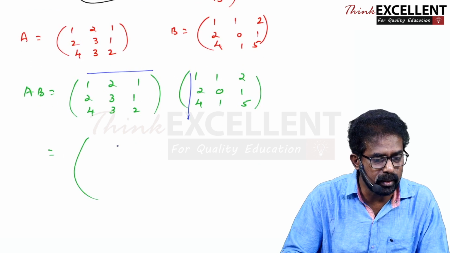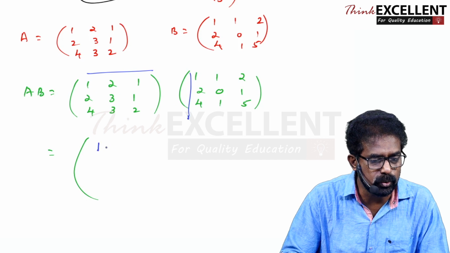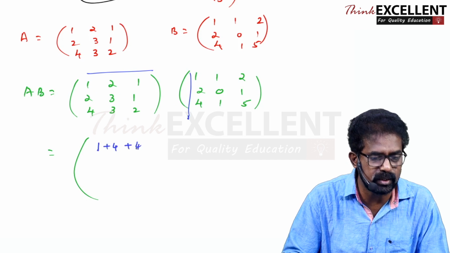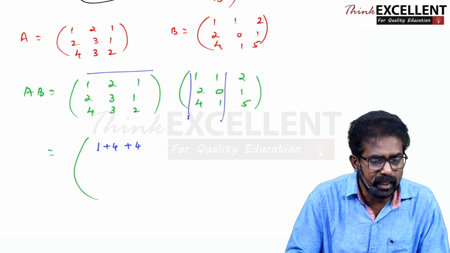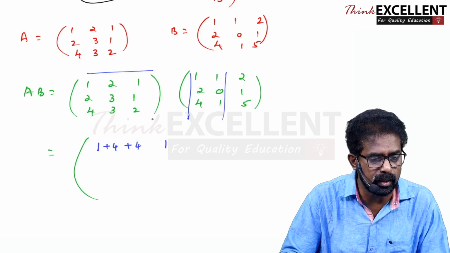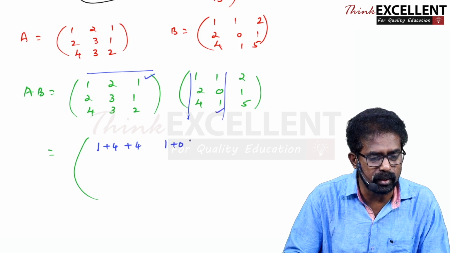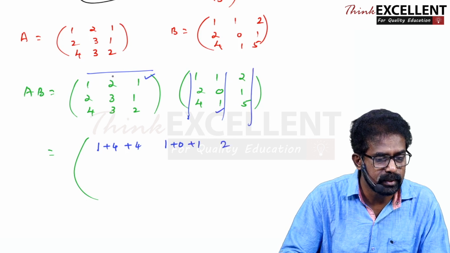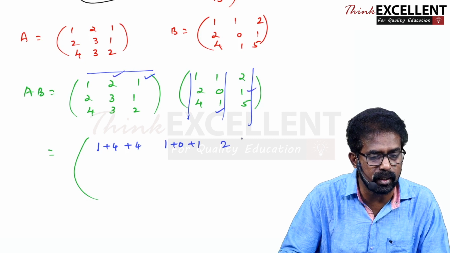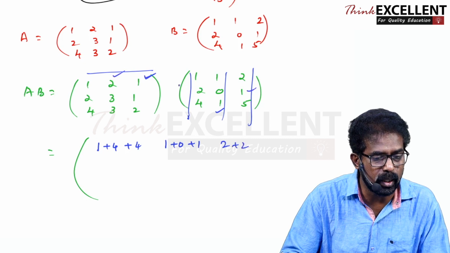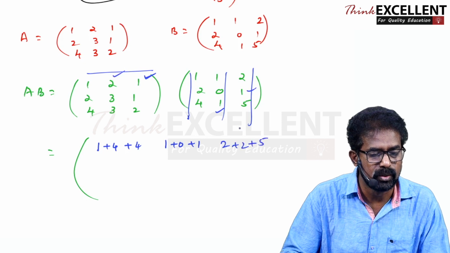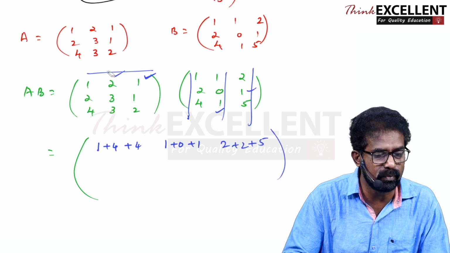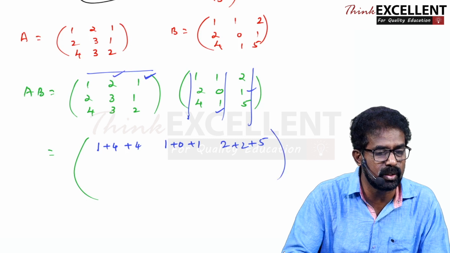So 1 into 1, it is 1. Then 2 into 2, it is 4. 1 into 4, it is 4. Now first row, second column. 1 into 1, it is 1. 2 into 0, it is 0. Then 1 into 1, it is 1. Now first row, third column. 1 into 2, 2. Second element, 2 into 1, it is 2. Then third one, 1 into 5, it is 5. So that's all about the first row.